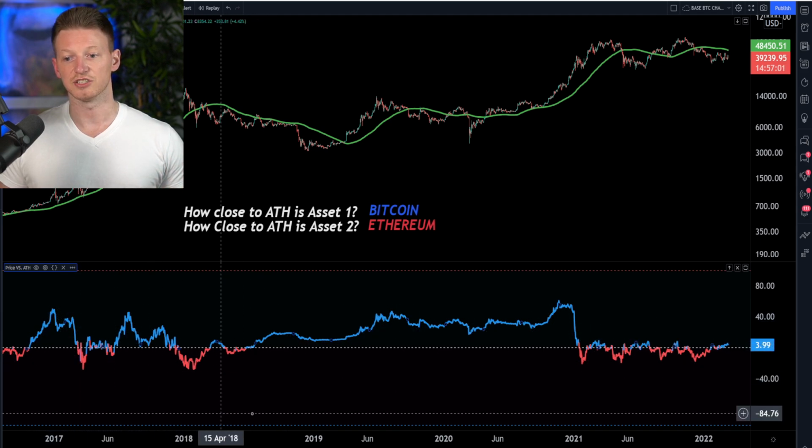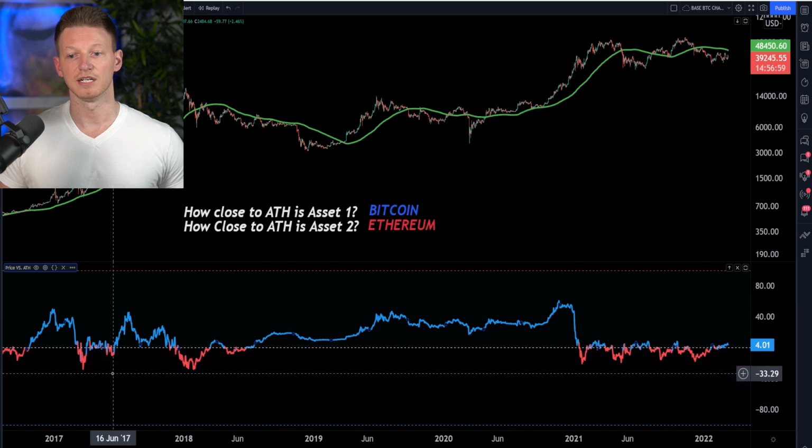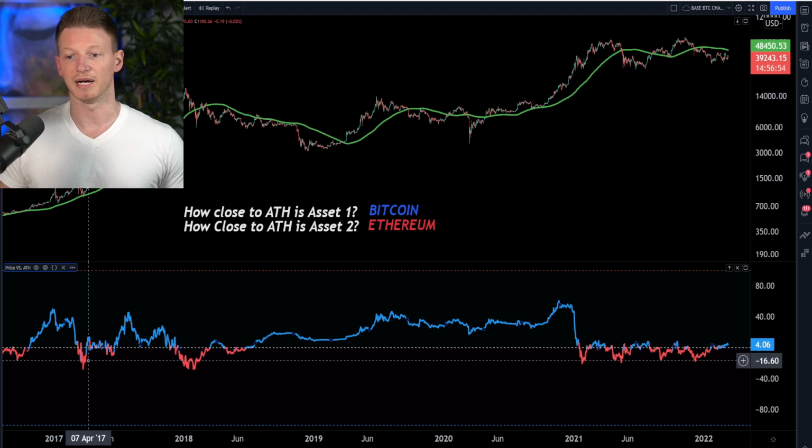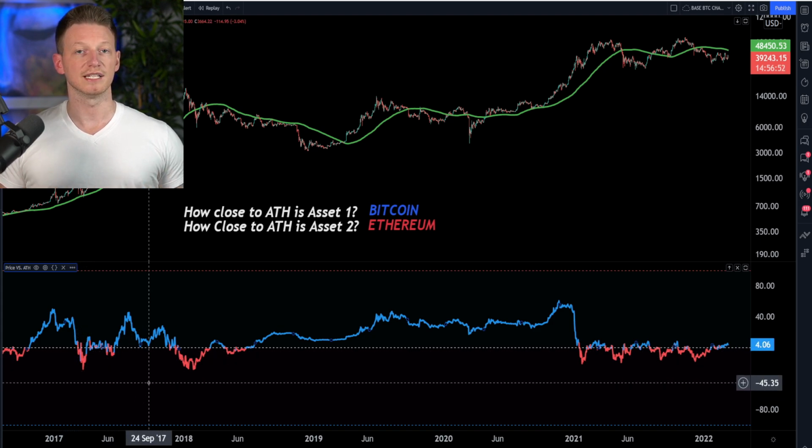And when this is moving down towards asset 2, which is going to be in red down here, that means asset 2, in this case Ethereum, is moving much closer to its prior all-time high. So by doing this, you can see how the market cycle plays out for Bitcoin in relation to another asset. Or if you wanted to, an interesting case would be Ethereum in relation to all of the other altcoins.